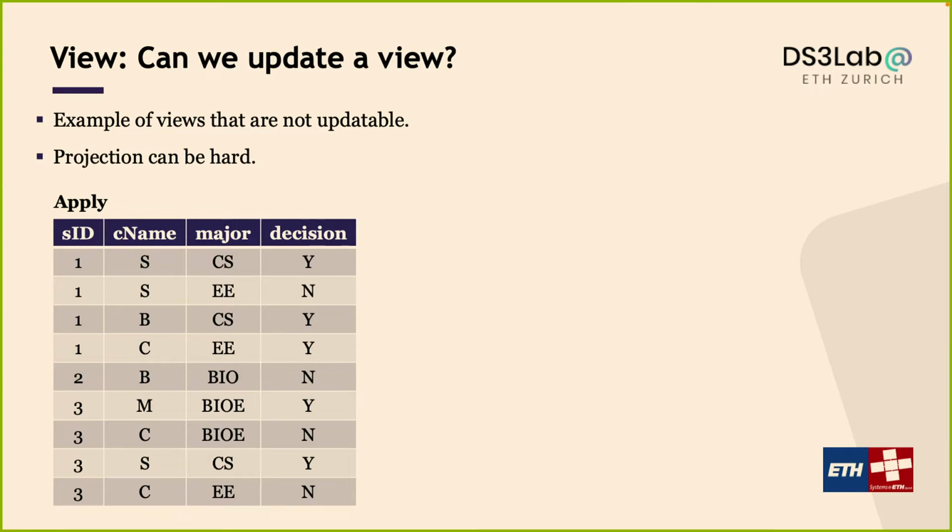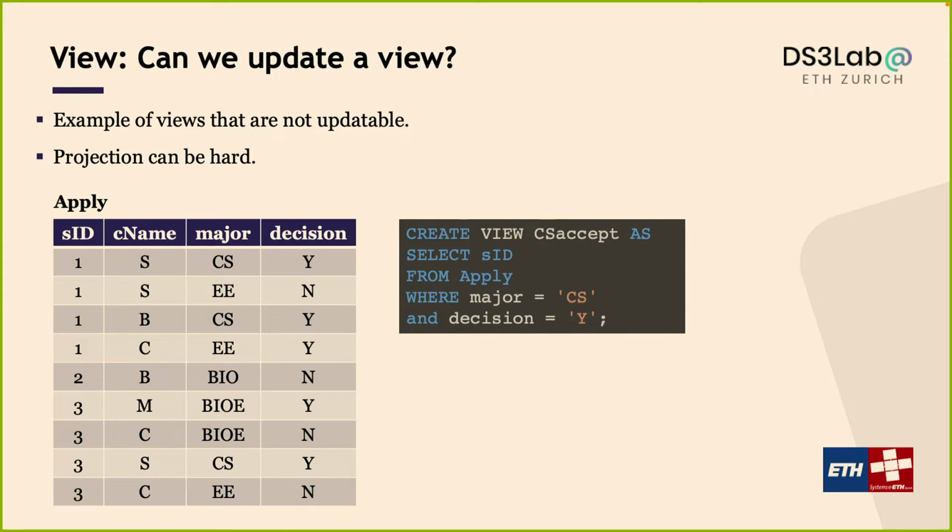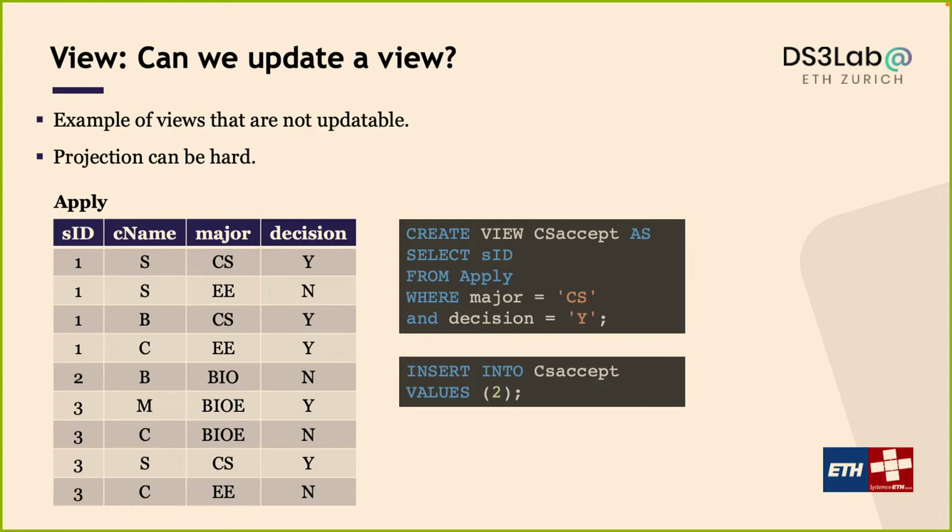So for example, one relation about students applied to universities. You have the student ID, the name of the student, the major, and the application decision, for example. And I have a view to say this view contains all the students applied to computer science with the decision equal to yes, something like this. This is all the students I have. And then I want to insert a tuple into this view.